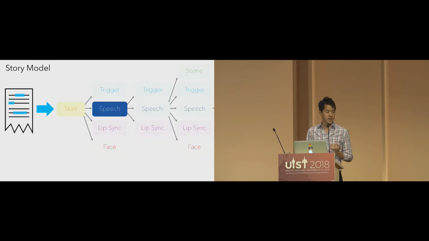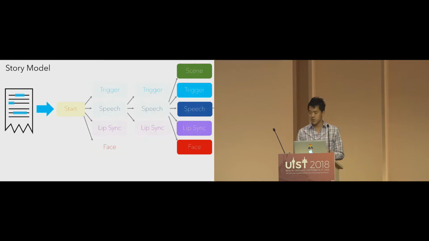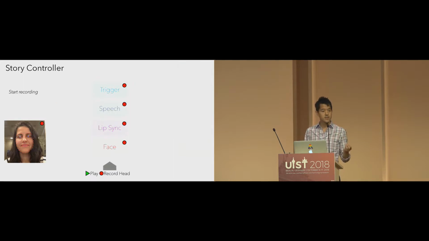So this line of speech, for example, occurs before this one, and all of these animation events have to occur at the same time. The job of the story controller is to map the actor's performance into these nodes of the story model. So, for example, when the actor starts the recording, the controller arms the appropriate nodes for recording based on the current position of the playhead, and then maps different parts of the actor's performance to these different nodes. So, for example, an audio recording of the vocal performance is mapped to the speech node.